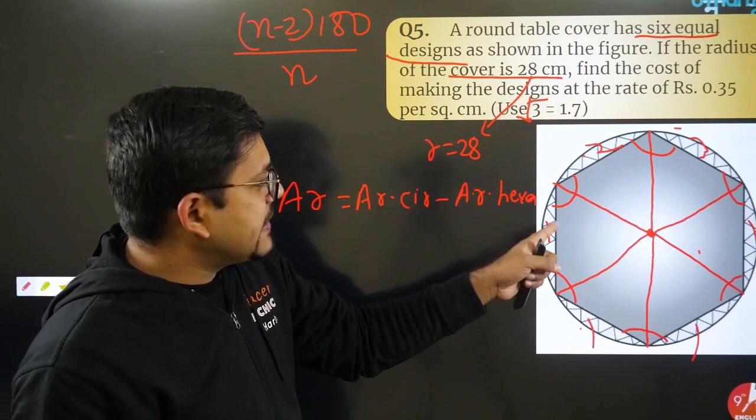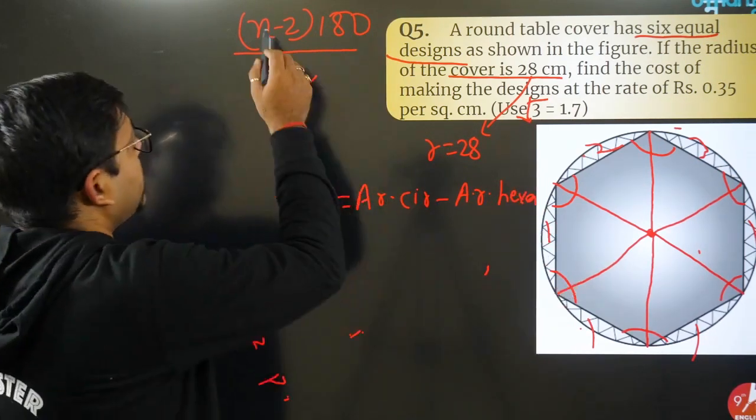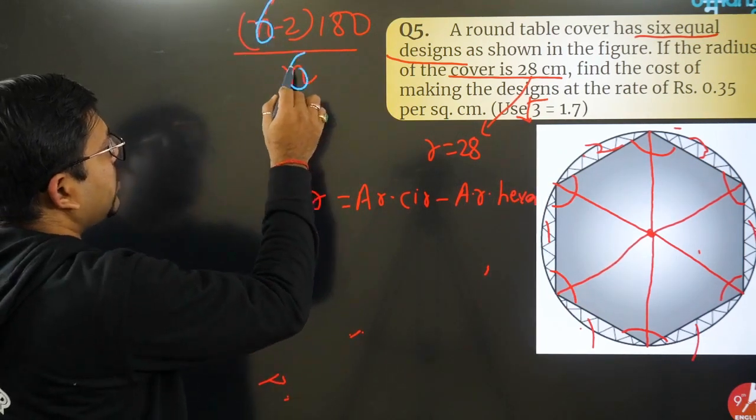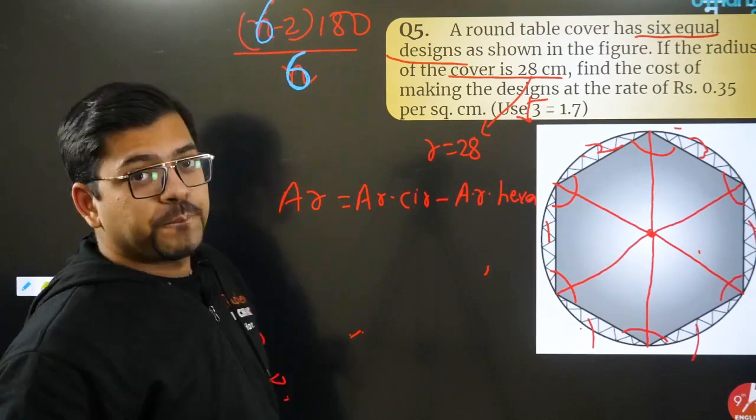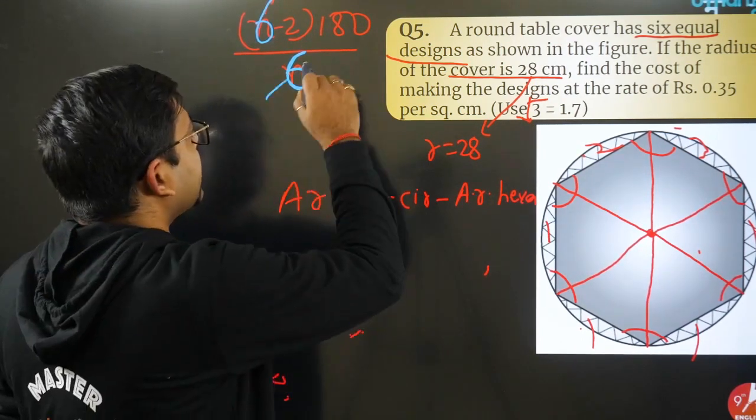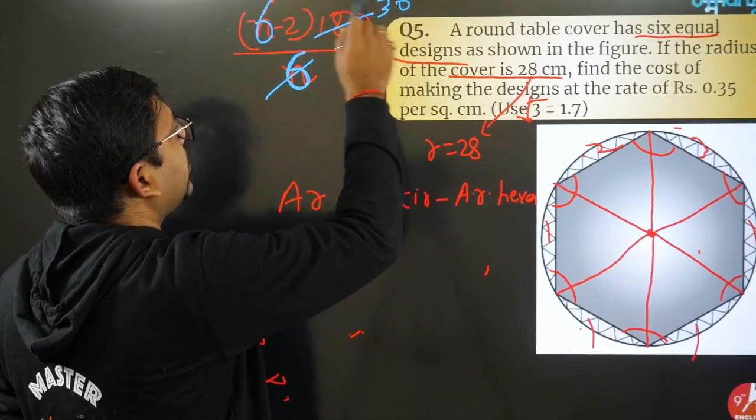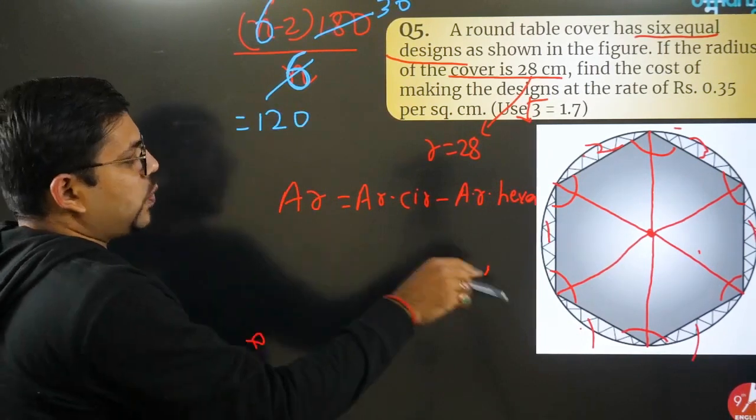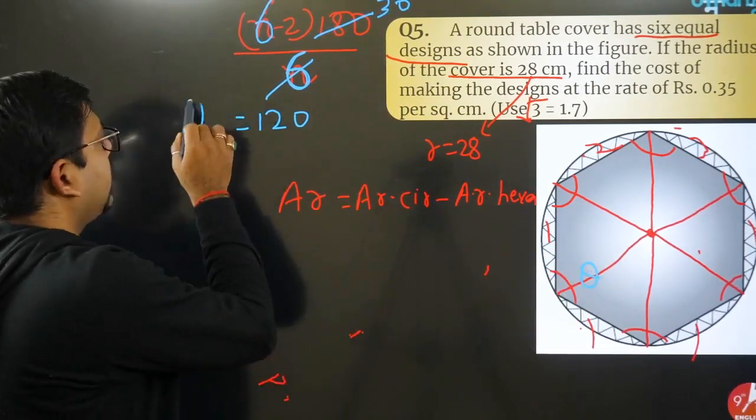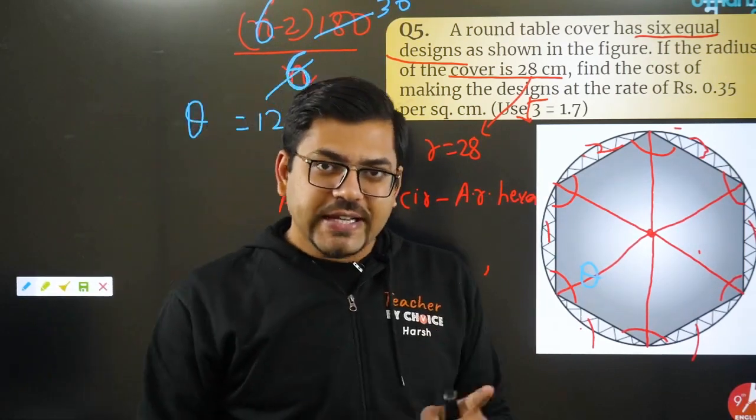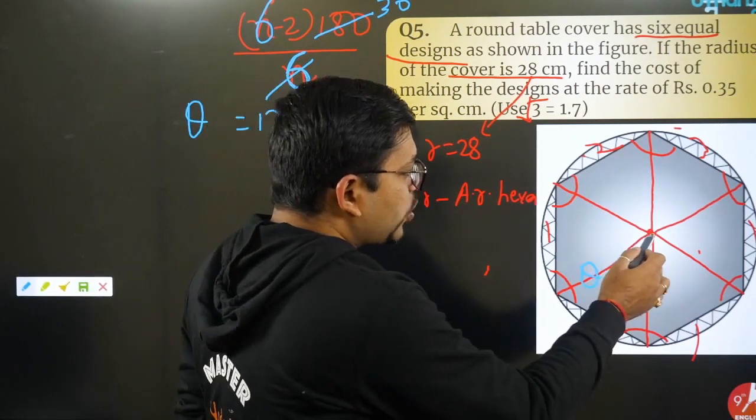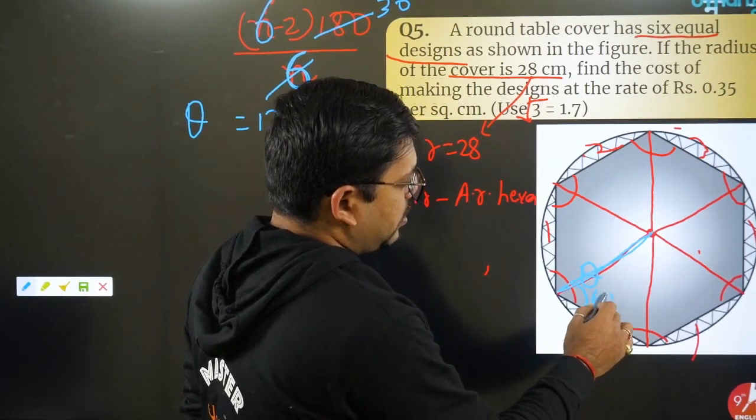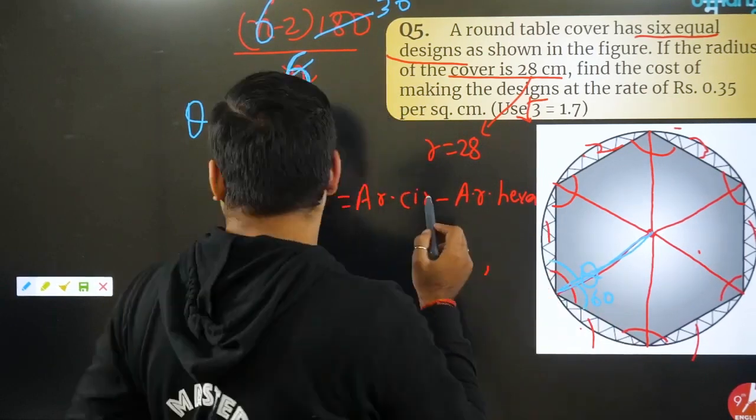If the polygon is a hexagon, 6 sides will be there, so just use 6 here: 6 minus 2 upon 6 into 180. 6 will cancel into 30 times, and 6 minus 2 is 4, so you have got 120 degree. That is one angle, so say this theta is 120. If you divide it into two equal parts, each will be 60, because half.